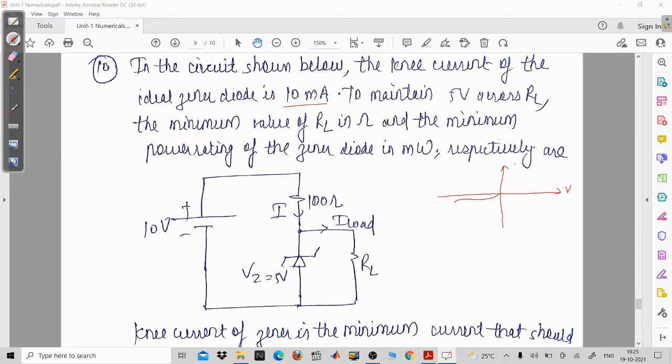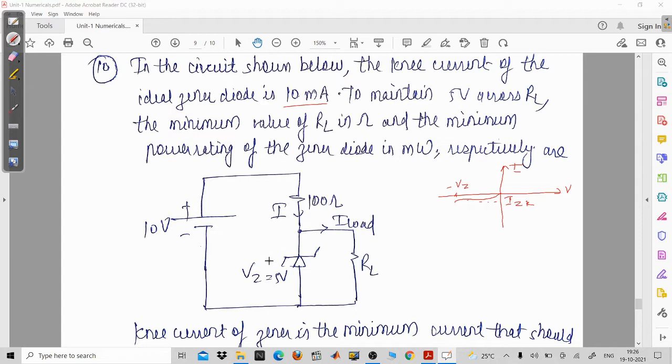This is V, then the current, and this one is the minus VZ. So when this breakdown voltage is reached, this is the knee current, that is IZK. Now this is the minimum current. When the minimum current is flowing through the Zener diode, it means there will be a maximum current through the load resistance. And when the load current is maximum, there will be a minimum value of RL. So you will have to find the minimum value of RL only.